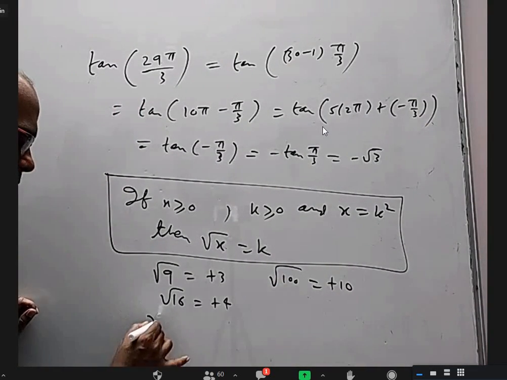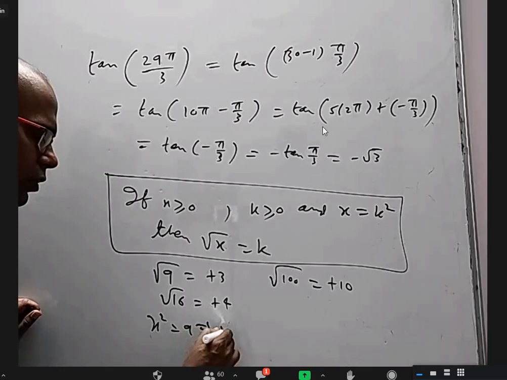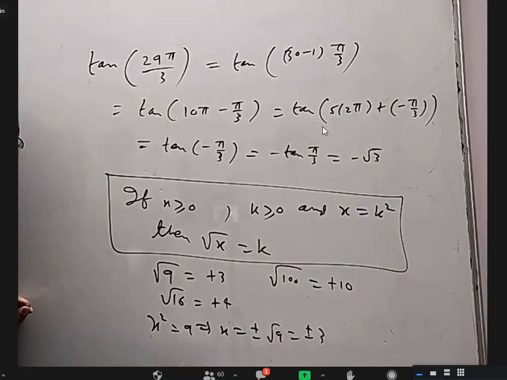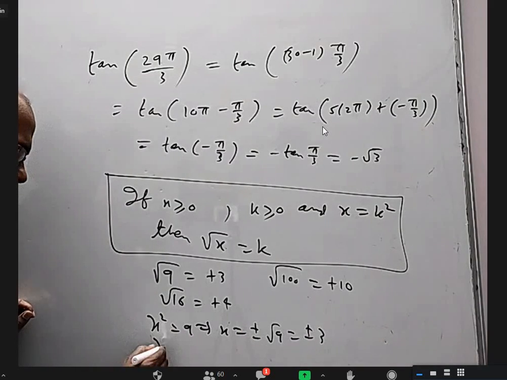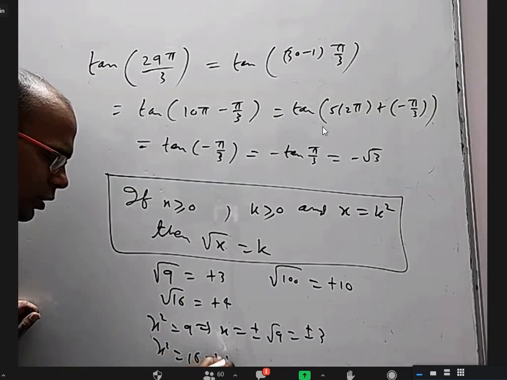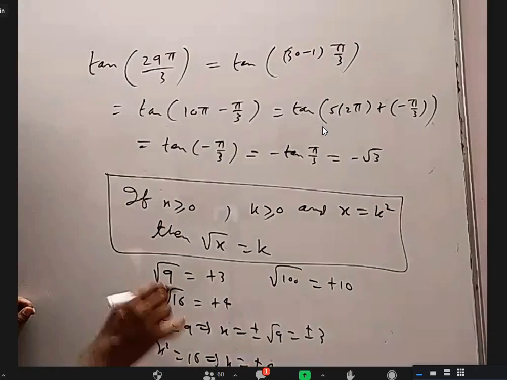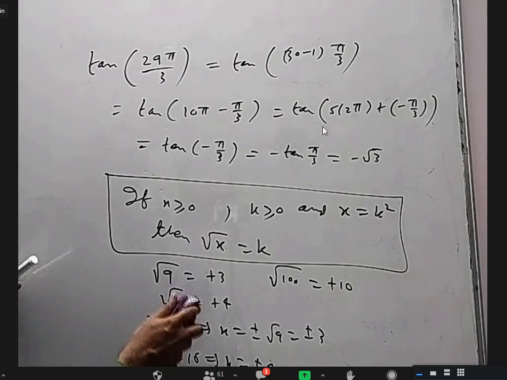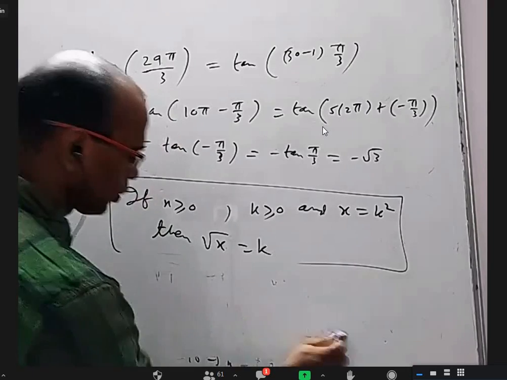But if somebody gives x square equal to 9, you can even write x equal to plus or minus root 9 and then write plus or minus 3. But root 9 is plus 3. If x square equal to 16, x equal to plus or minus 4, both answers are correct. But root 16 means only plus 4, not minus 4. This is just a convention that we are going to use because you can get some confusion.